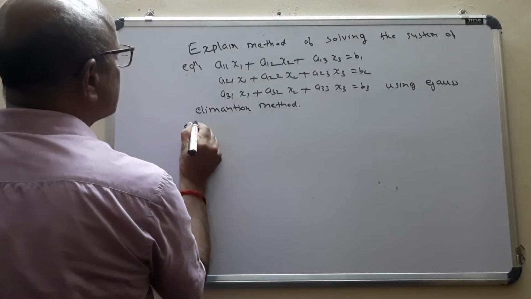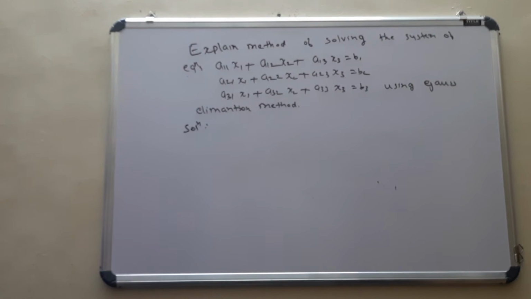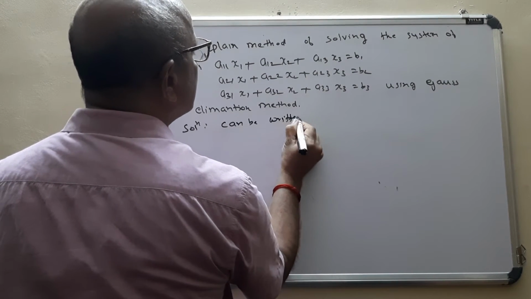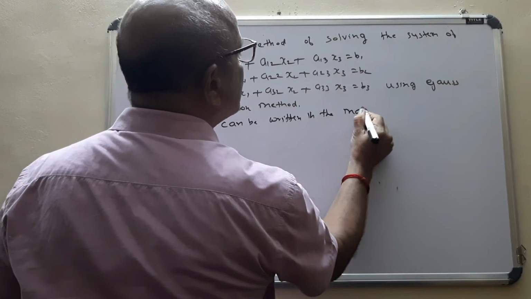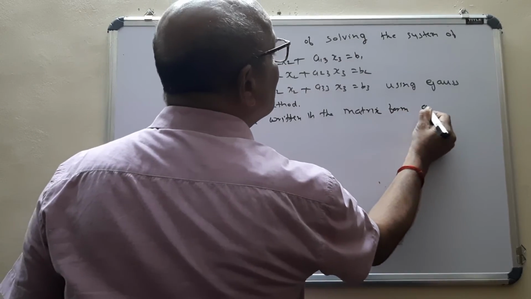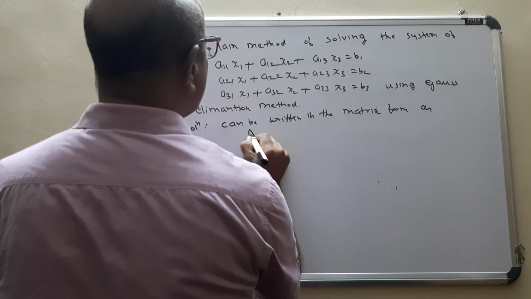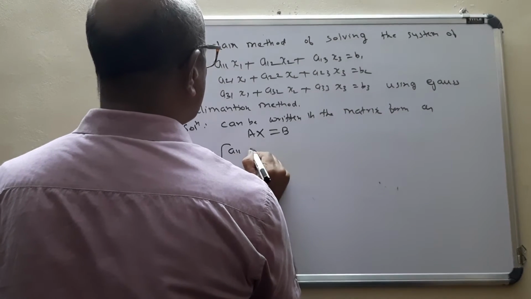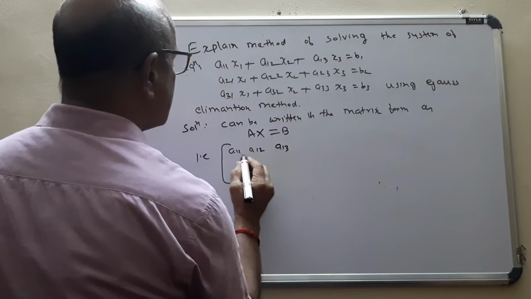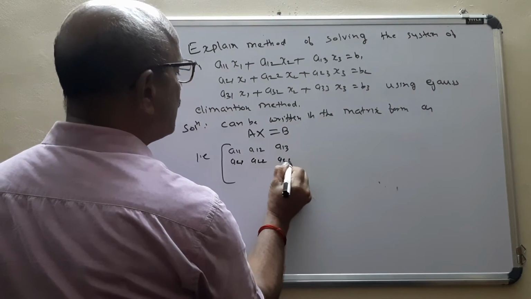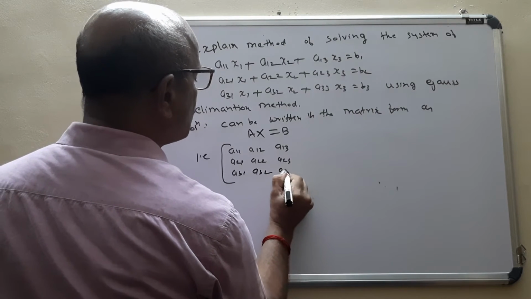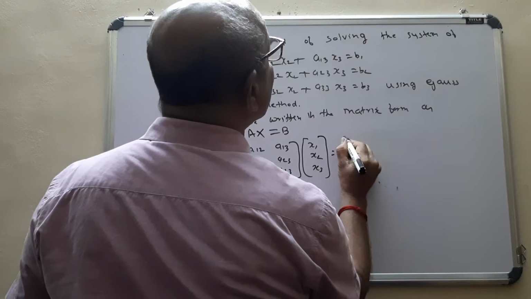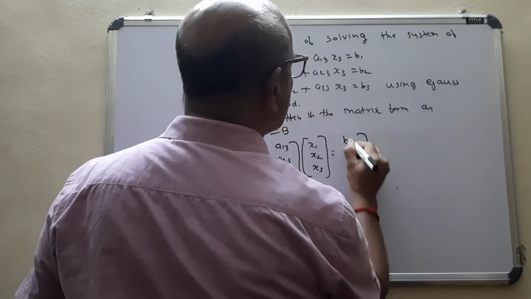The solution is like this. The above system of 3 equations in 3 unknowns can be written in the matrix form as AX equal to B. That is, A is the matrix with first row A11, A12, A13, second row A21, A22, A23, third row A31, A32, A33, times X1, X2, X3, and the right hand side is B1, B2, B3.